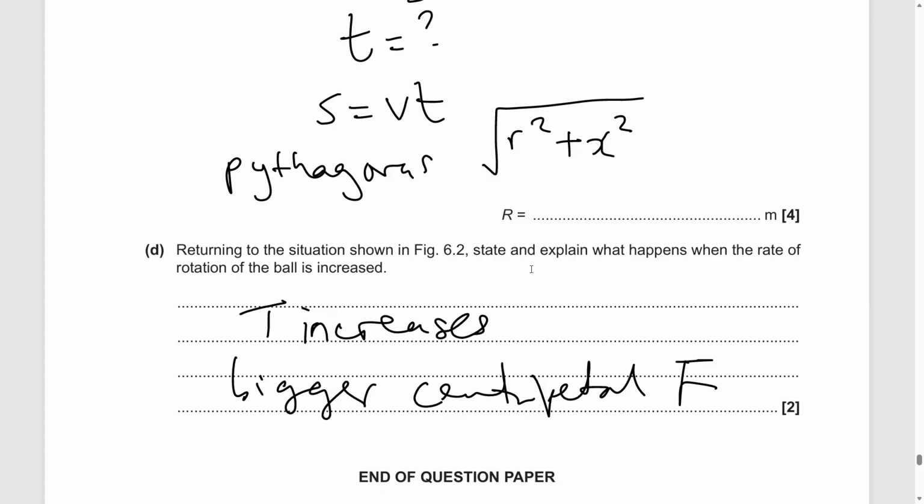Returning to the situation, state and explain what happens when the rate of the rotation of the ball is increased. T increases, this gives you a bigger centripetal force.